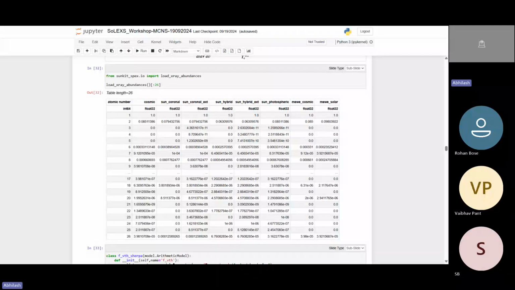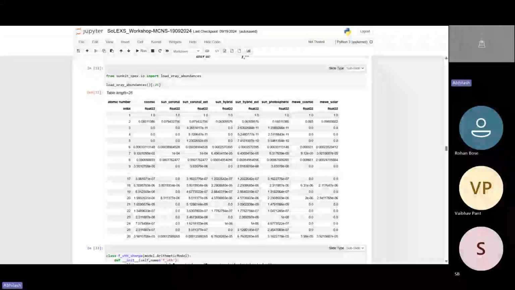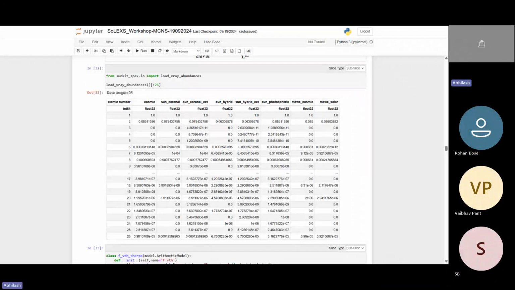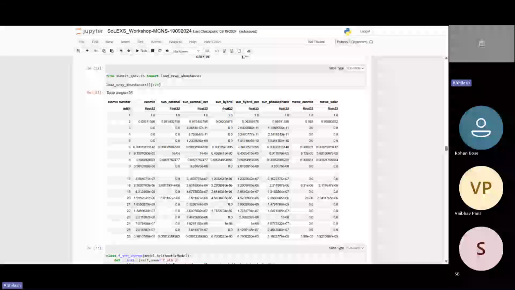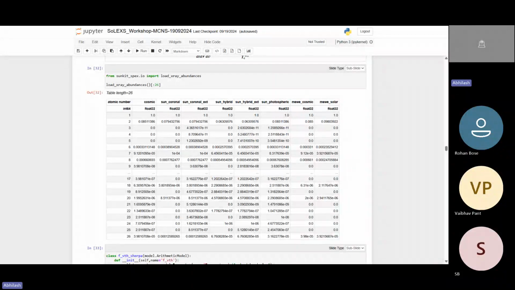Right. So even if these elements are present in traces, they are abundant enough to give the emission lines. Right. And different databases, rather than models, different databases. I think the latest one which we use is this sun coronal extended, which is kind of a correlation of all the different observations. And there is a good agreement between different databases as well. Some elements will have slightly different numbers, but the prominent elements will have very good agreement between them.